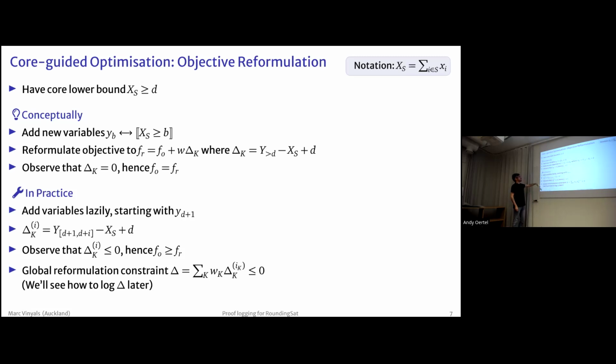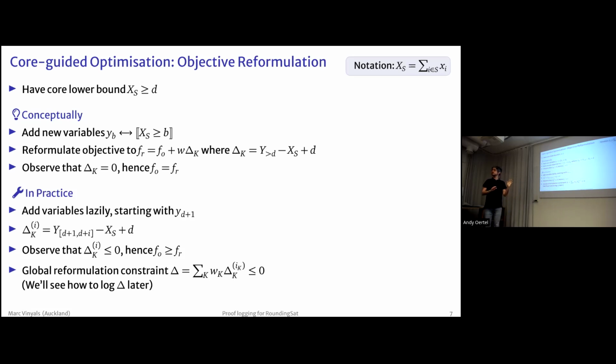Good. So then, since we will have not one core, but actually many cores, we will have some global constraint that's translating between the original objective and the reformulated objective. And that's going to be the sum for all cores of this reformulated constraint of a particular core multiplied by the weight. What is always true is that this constraint is always going to be at most 0. And this is something that we'll actually be able to derive. So we'll see how we log this constraint. It's something that's going to be useful. So two things: we can derive this thing, and it's going to be useful to derive other things.